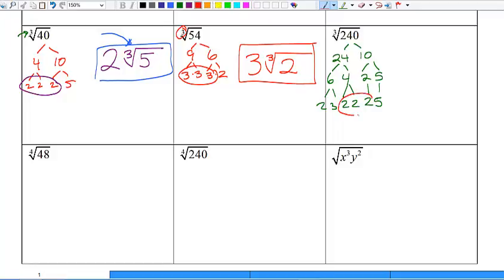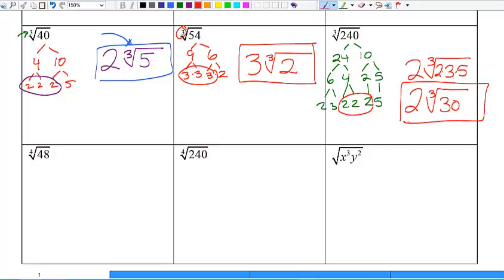It looks like I have a group of 3 right here. So that 2 gets to go out of the house. Inside my cube root, I have a 2 left, I have a 3 left, and I have a 5 left. So I multiply anything that's left inside the house or anything that's left outside the house, and that looks like I'm getting 2 cube roots of 30 as my final answer.